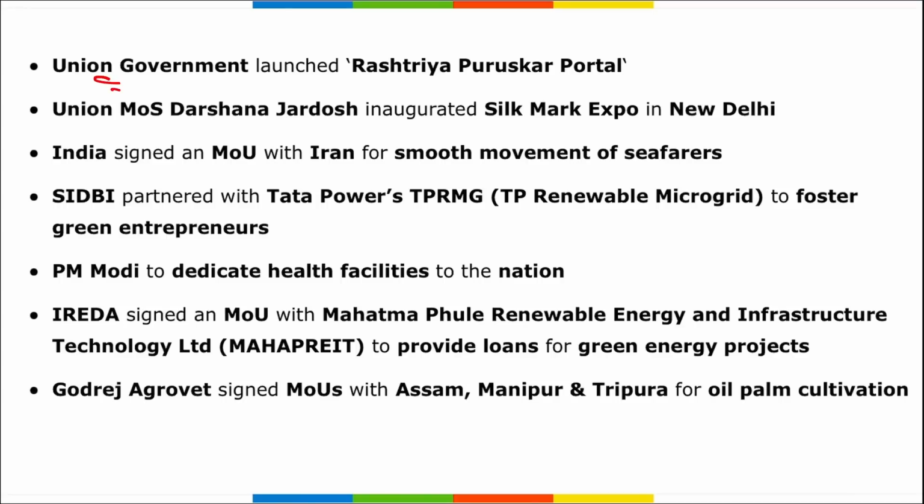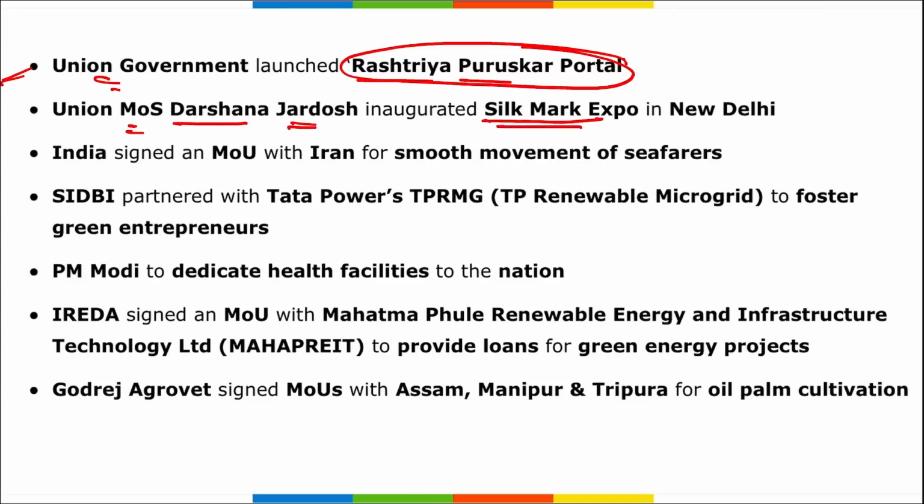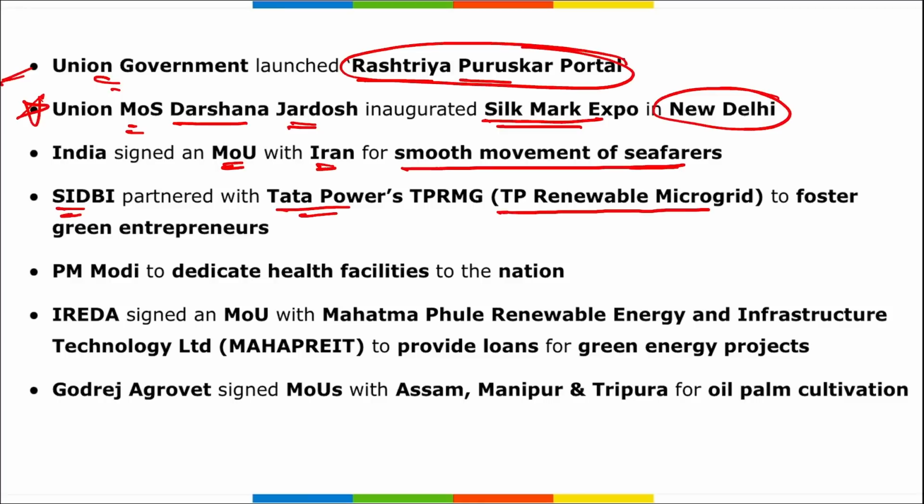Next, Union government has launched a Rashtriya Puraskar portal. Mark this. Union Minister of State Darshana Jardosh has inaugurated the Silk Mark Expo, and where was this? In New Delhi. Another thing you need to mark. India signed an MOU with Iran for smooth movement of seafarers. SIDBI has partnered with Tata Power's Tata Power Renewable Microgrid to foster green entrepreneurs.